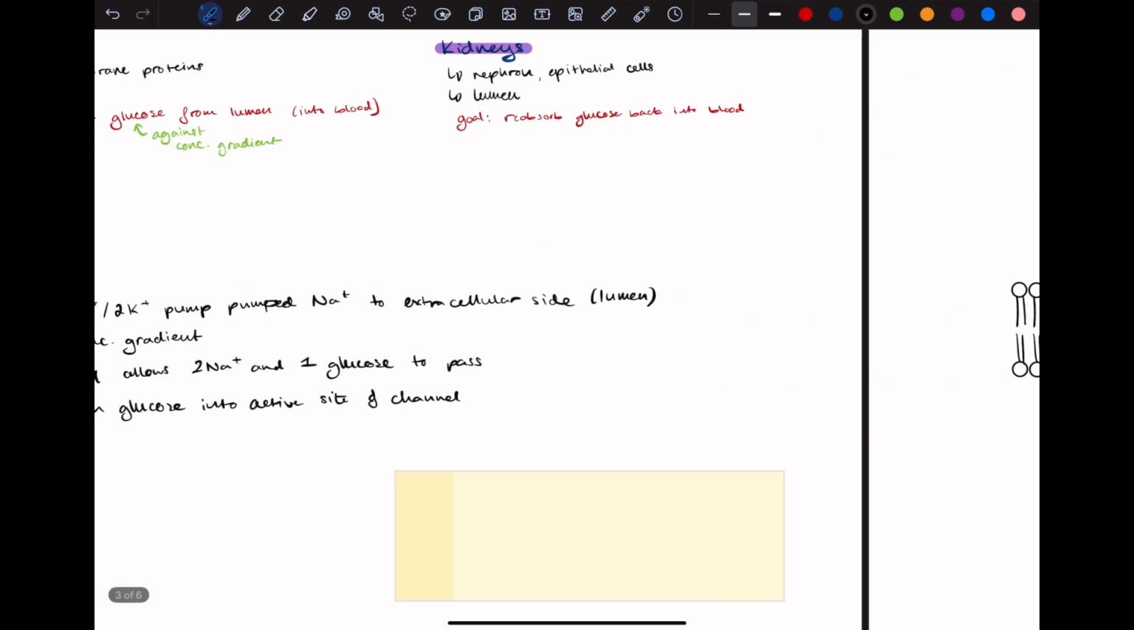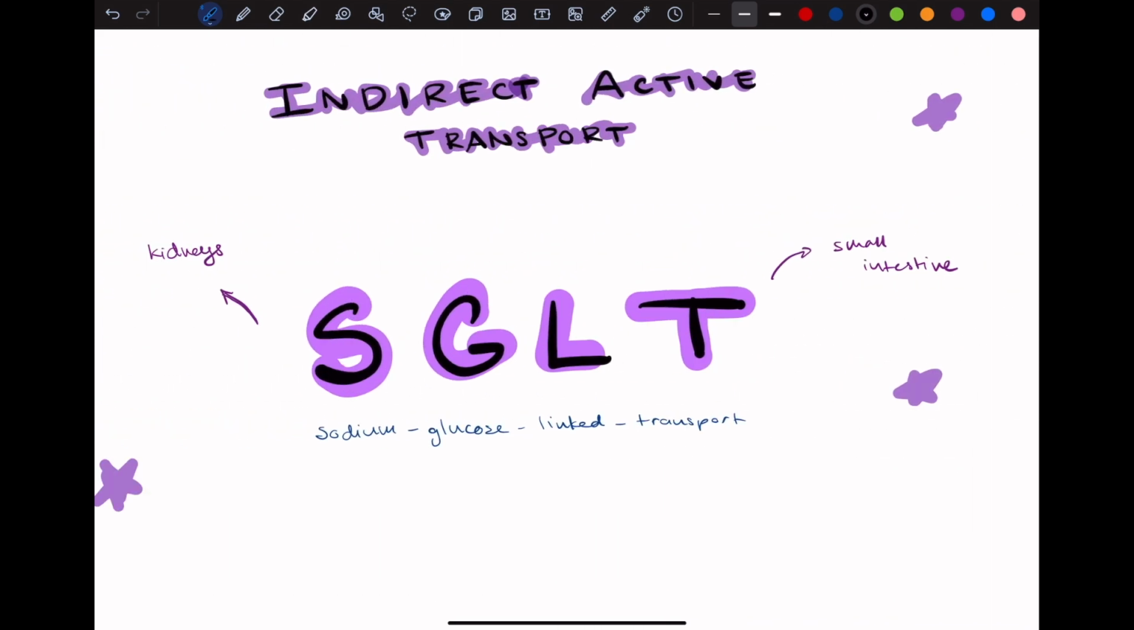So I hope you're a bit more familiar with sodium-glucose linked transport and what indirect active transport is as a concept. And I hope this visualization really helped you understand.